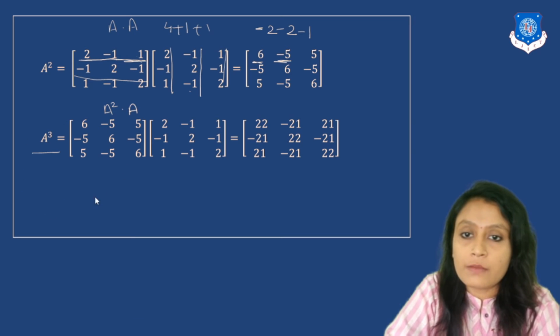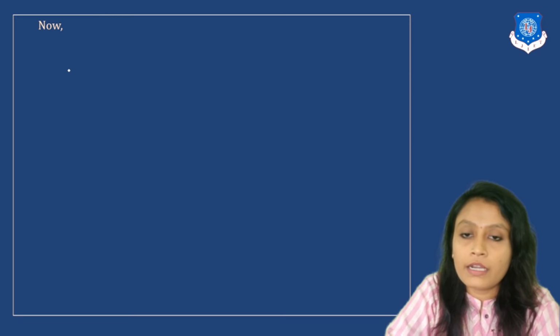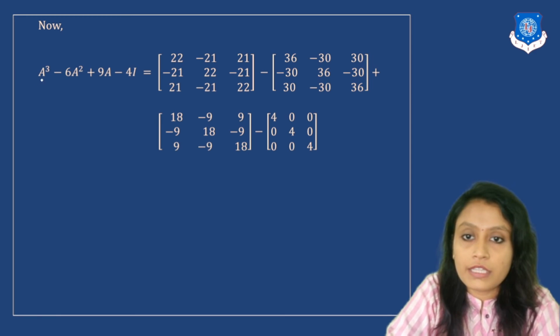Now what we'll do, we'll substitute this A cube, A square in the characteristic equation, that is A cube minus 6A square plus 9A minus 4I, right? So just substitute the answer of A cube here. Now we will multiply 6 to this A square, so you will get this matrix, plus now multiply 9 with this matrix A, so you will get this matrix, and minus 4I means you have to multiply 4 to this identity matrix, so you will get this term. Okay, now we will simplify this.